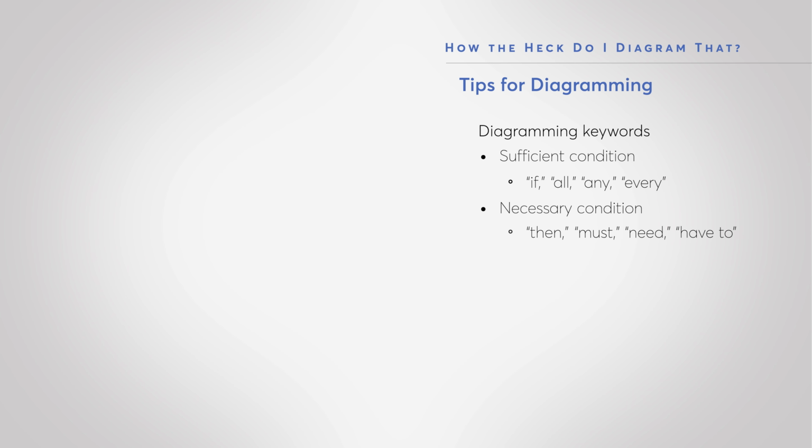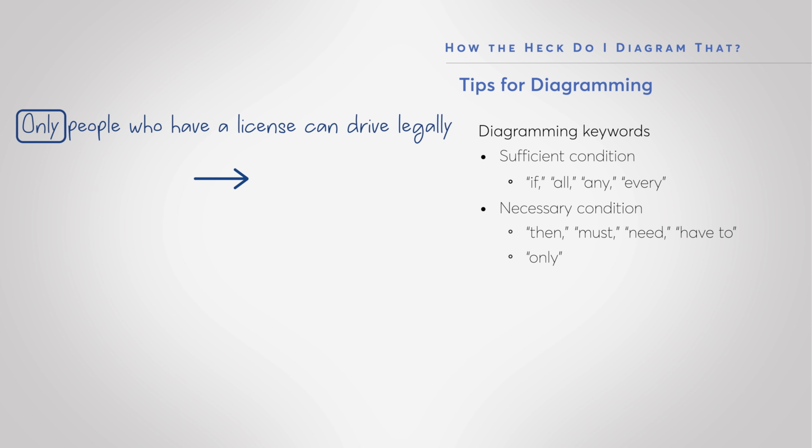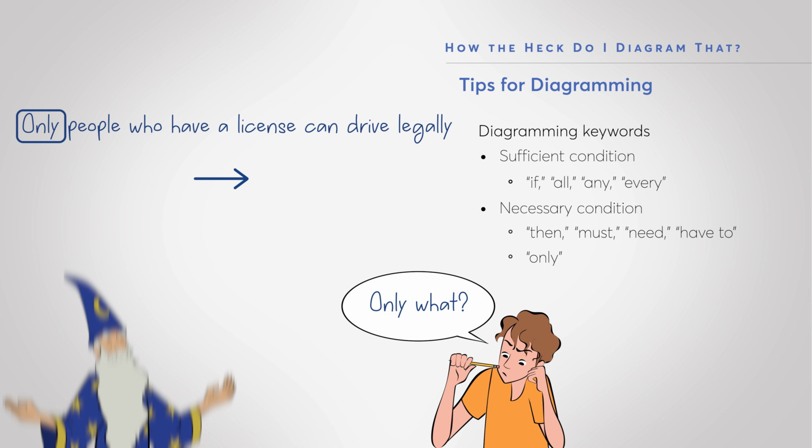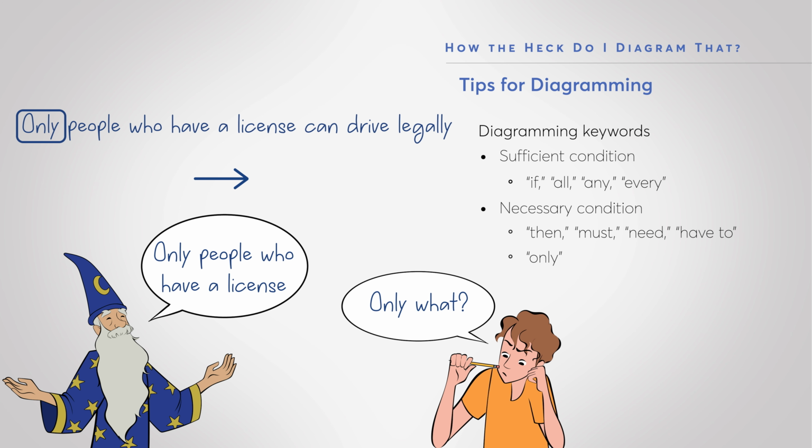There are a few especially tricky words that you might encounter in tough diagrammable questions. The word only, for example, also signifies a necessary condition, so it goes after the arrow in your diagram. We can add only people who have a license can drive legally to our list of logically equivalent phrases. When you see the word only, ask yourself, only what? The answer to that question is your necessary condition. Only what? Only people who have a license.